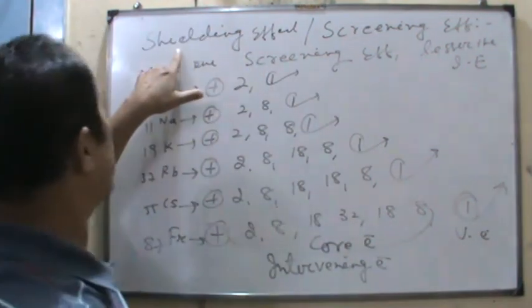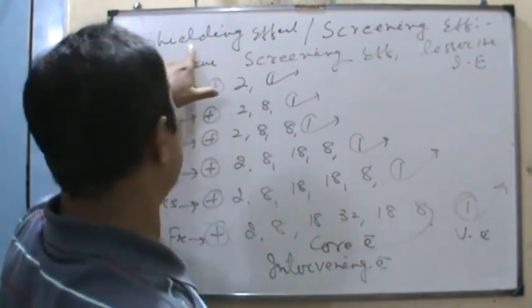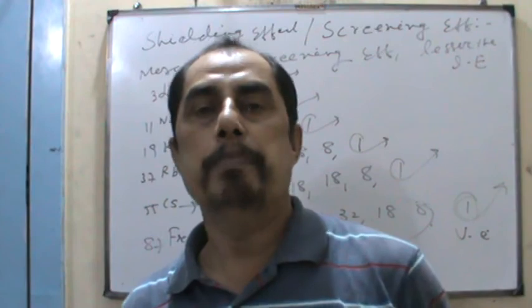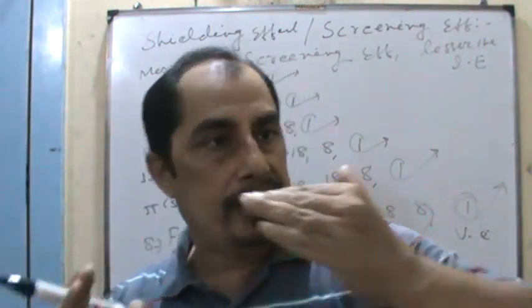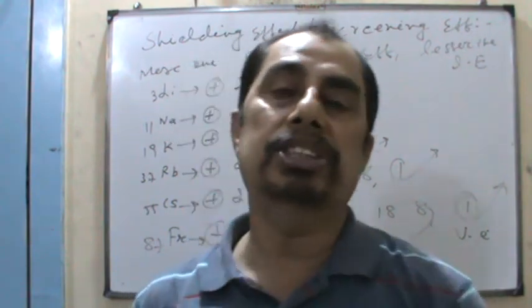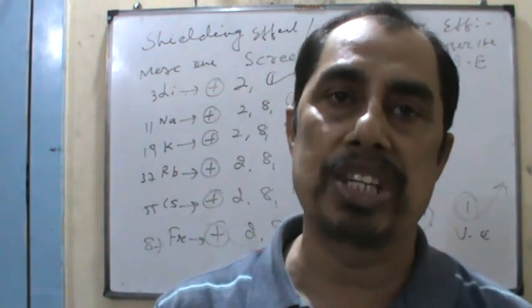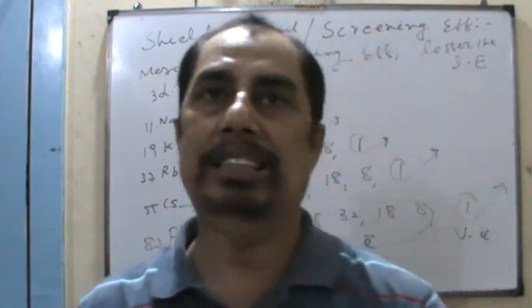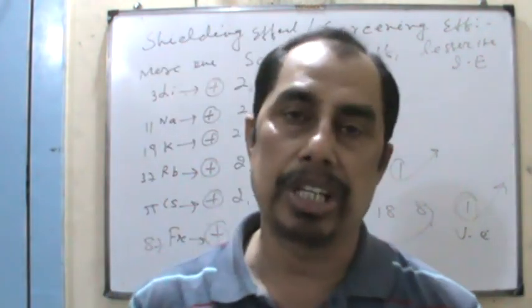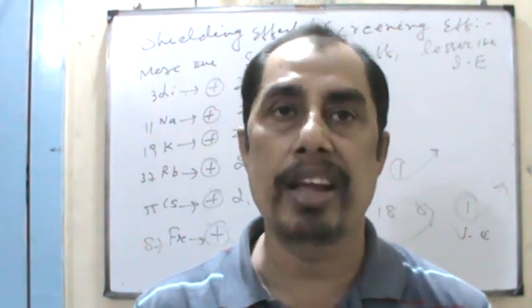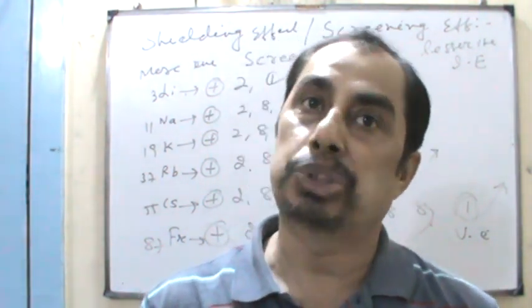That is why it is a screening effect or shielding effect. The repulsion between the intervening electron and the valence electron: down the group, atomic size obviously is going to increase, intervening electron repulsion also increases, and ionization energy decreases. That is why it is known as the shielding effect or screening effect.